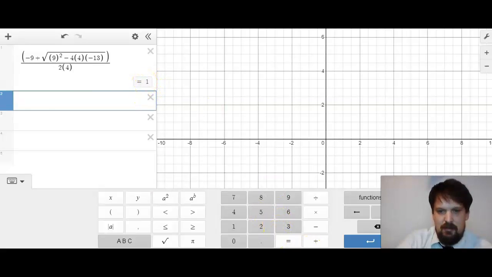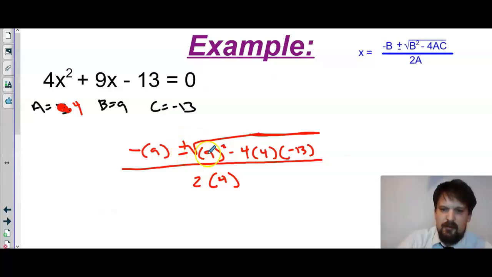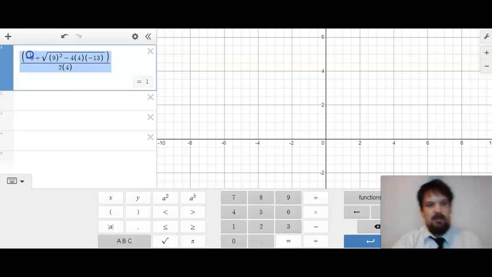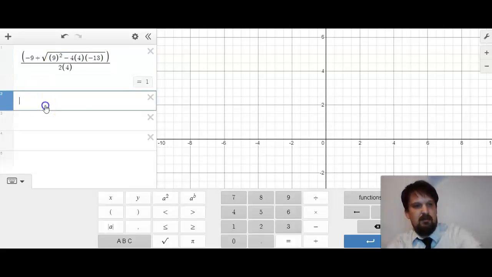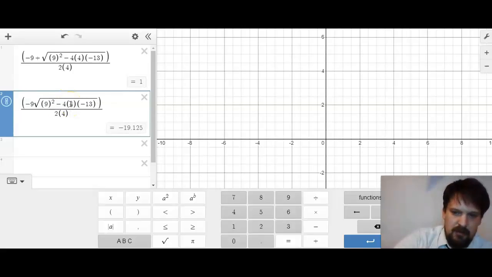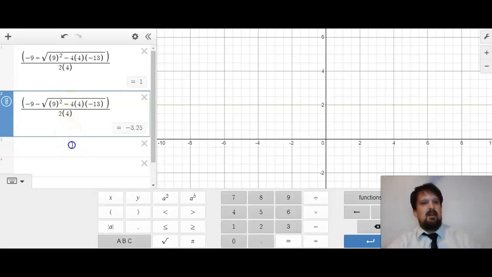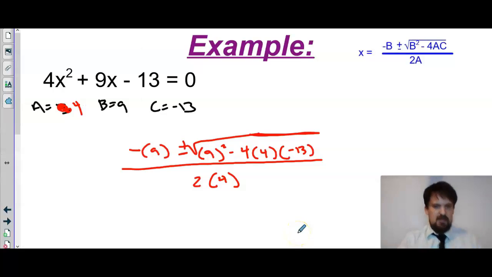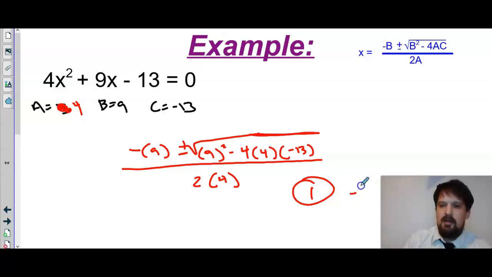Now, you notice it says plus or minus, and this first one I did had a plus. So I'm going to do the same thing: highlight all of this and paste it, but turn the plus into a minus to find my second answer, which is negative 3.25. So I'll go back to my assignment. I had two answers: a 1 and a negative 3.25. So you're going to get two answers on each of these.